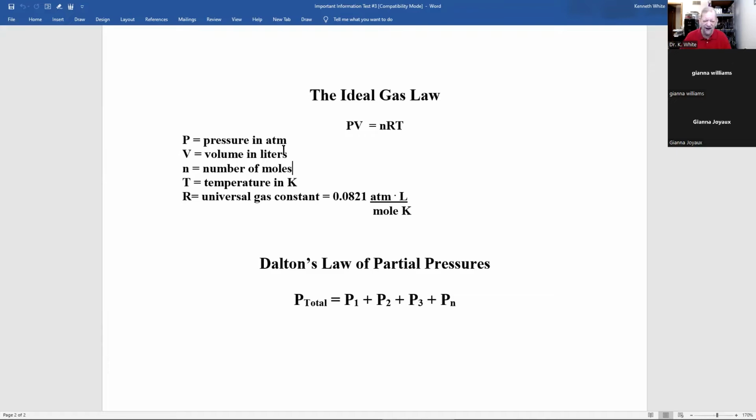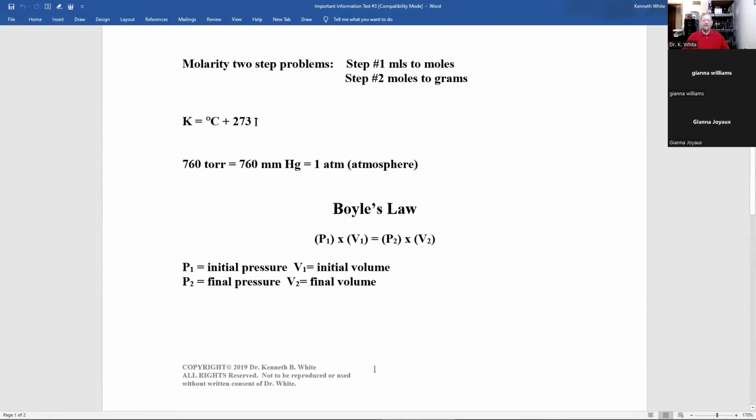And finally, R is the universal gas law constant. And for this class, use 0.0821 atmospheres, liters, mole K. Now, just to remind you, important information, quiz number 3, I will give you the formula Kelvin equals degrees C plus 273.